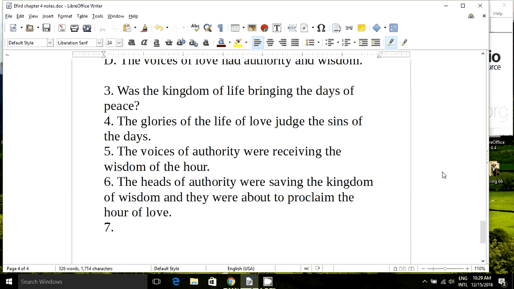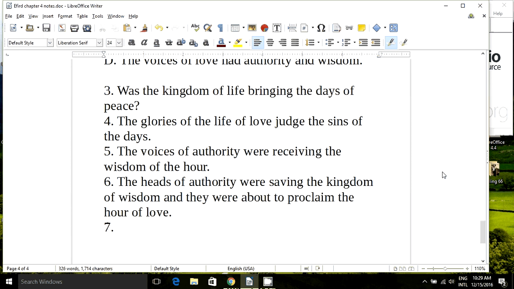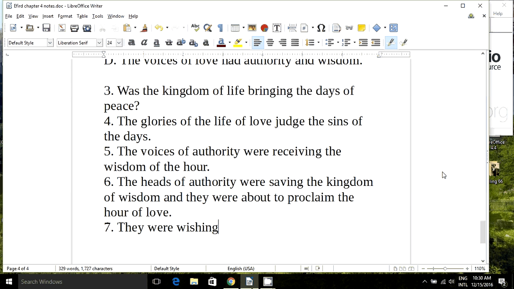Is there an accusative? Well, there is. Let's see how that works out. It's tas zoas, the lives. So let's see if that works out. They were wishing the lives. Well, that could make sense in English.